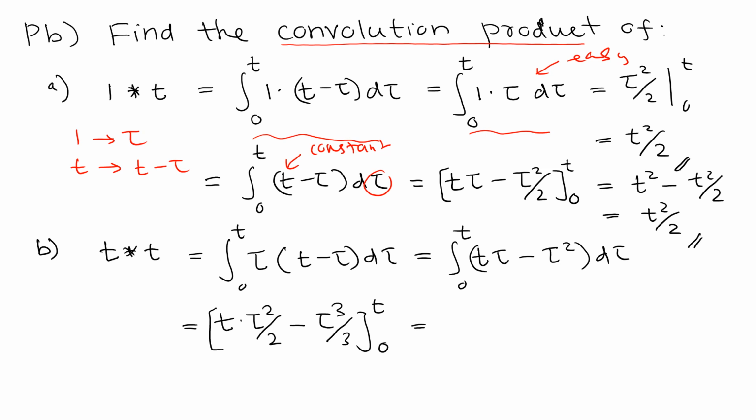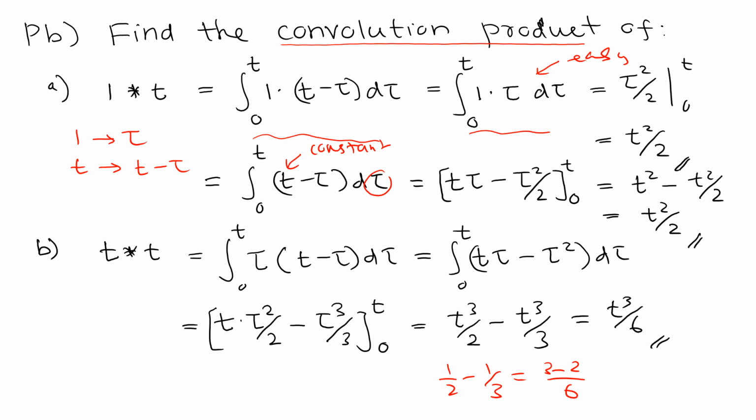When you plug in t, the first one is going to give you t cubed over 2. The second one is going to give you t cubed over 3. If you simplify, you're subtracting 1/2 minus 1/3. If you take the common denominator, it is (3 minus 2) over 6, which is 1/6. So that means it is going to give you t cubed over 6 as the answer. So let's look at the next one.